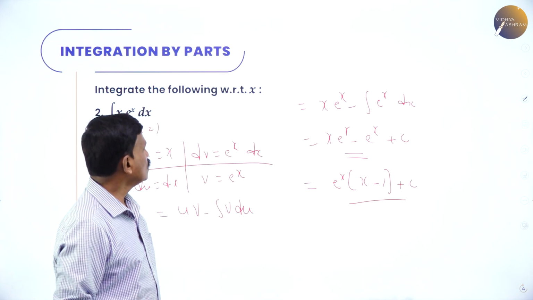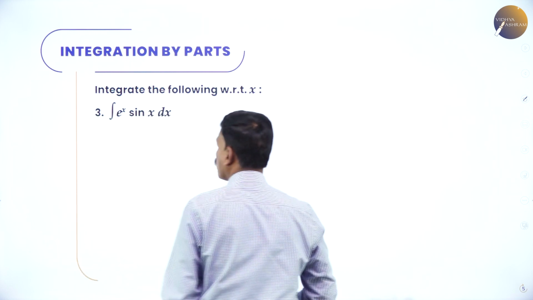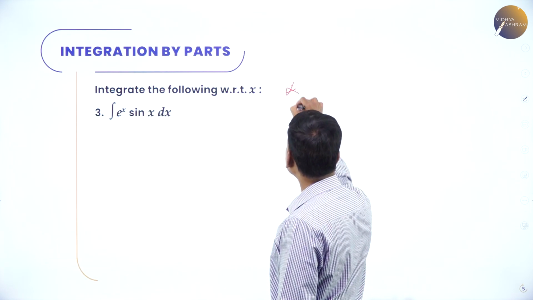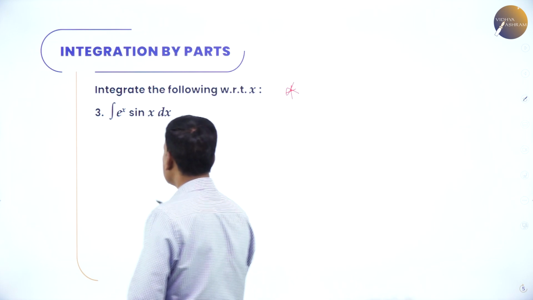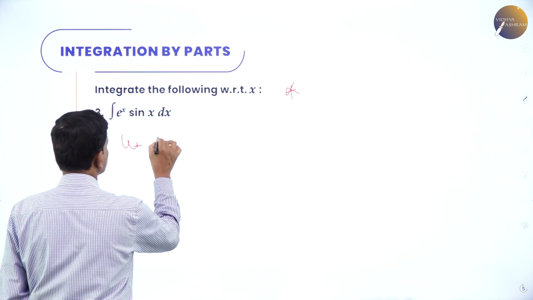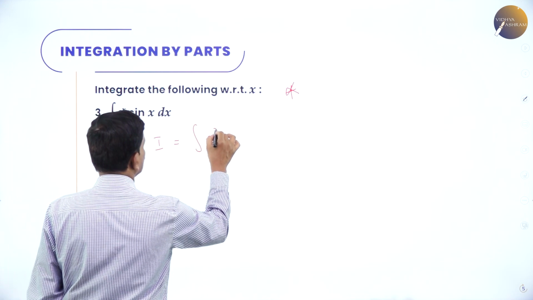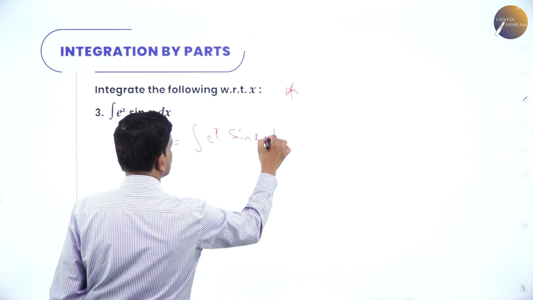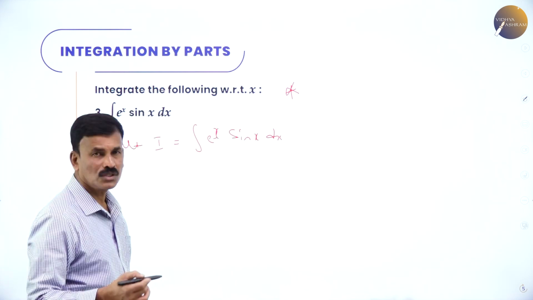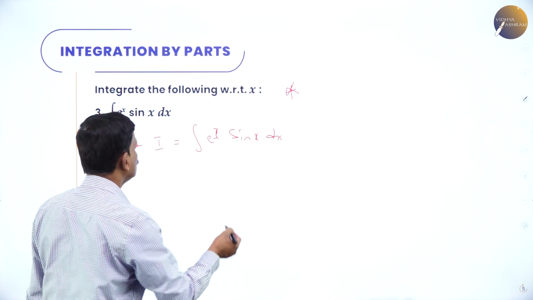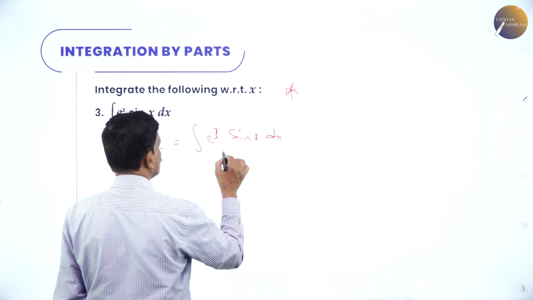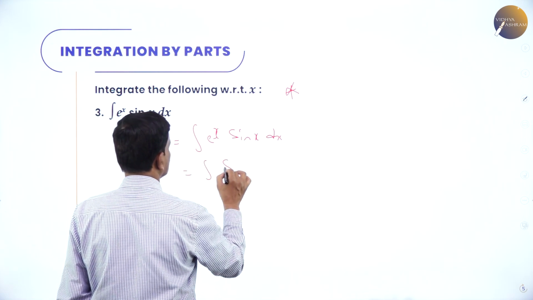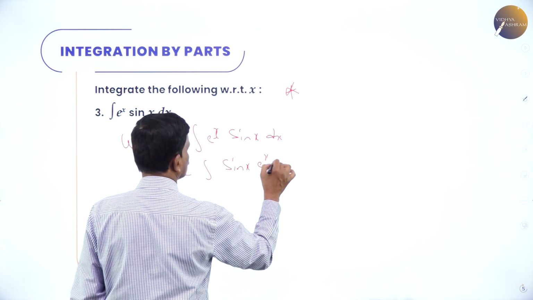Okay. Now similarly, let us take one more problem. This is also important for 3 marks. Integral of e to the power of x sin x dx. Let I is equal to integral of e power x sin x dx, right? Now here you can consider either this as first function or this as first function. So this can be written as sin x e power x dx.